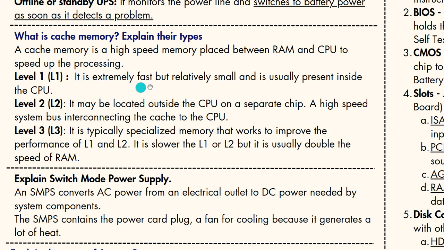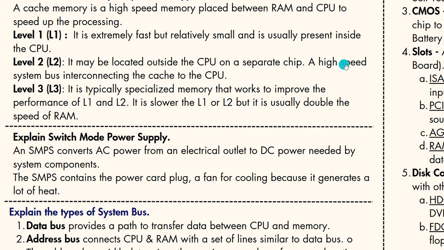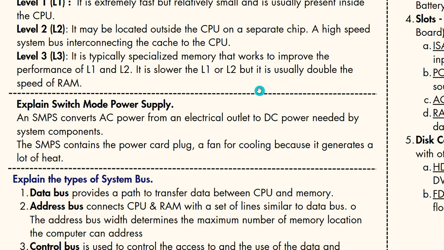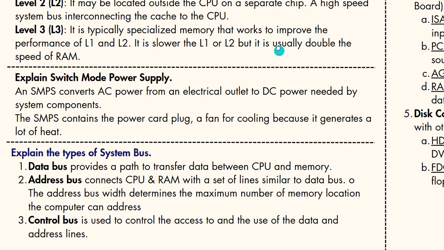So L1 is extremely fast but relatively small and is usually present inside the CPU. L2 may be located outside the CPU on a separate chip. A high speed system bus interconnecting the cache to CPU is present, right? Then we have L3, it is typically specialized memory that works to improve L1 and L2. Now, the fact is that though it is slower than L1 and L2, it works to improve those two, right? That's the fact over here. It is usually double the speed of the RAM.